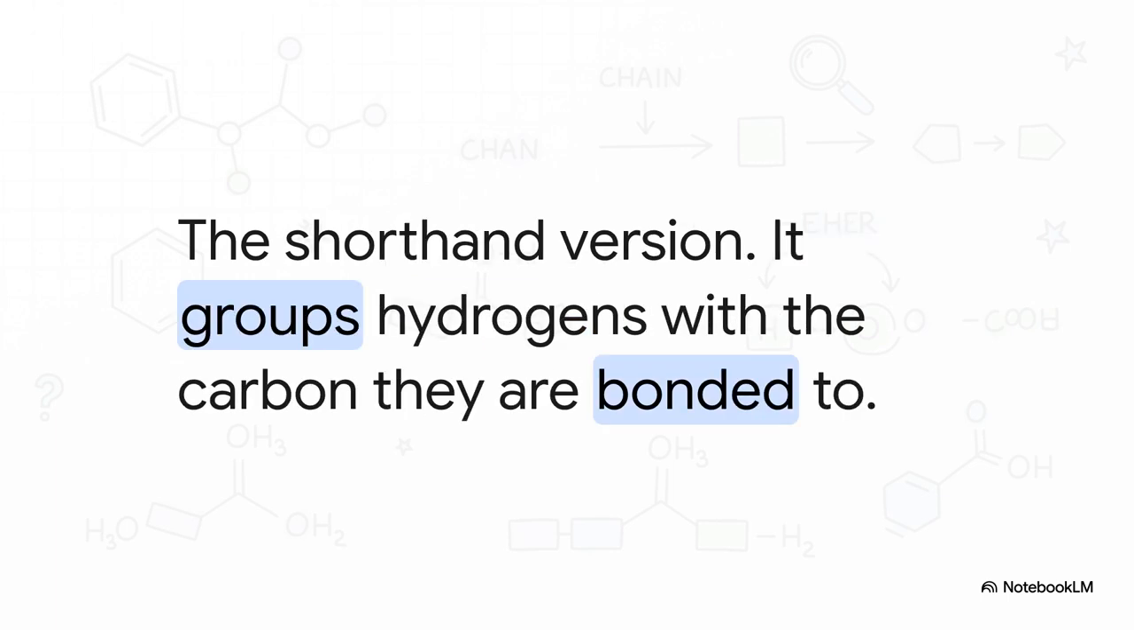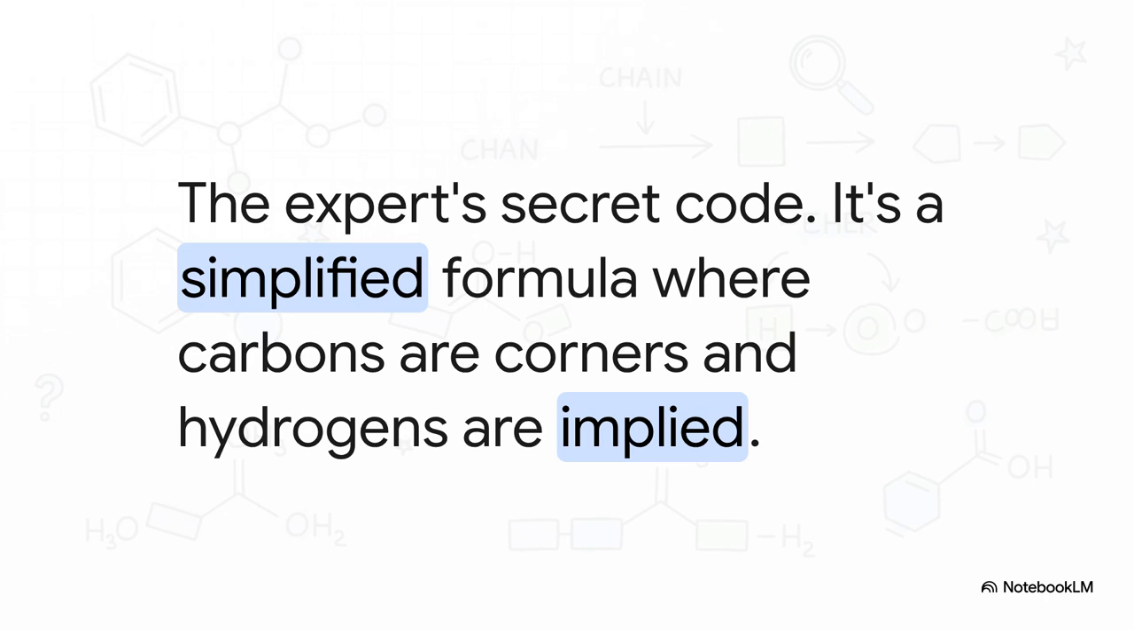So, to clean things up a bit, we have the structural formula. This is a much neater shorthand. Instead of drawing every single carbon to hydrogen bond, you just group the hydrogens next to the carbon they're attached to. It's kind of like condensing a long, wordy sentence while keeping all the critical information. And then we have the expert's secret code, the skeletal formula. Honestly, this is the cleanest, fastest way to draw a molecule, and it's what you'll see most often. With this style, every corner and every end of a line is a carbon atom, and the hydrogens are just implied.